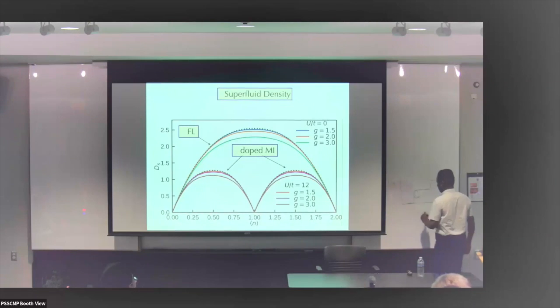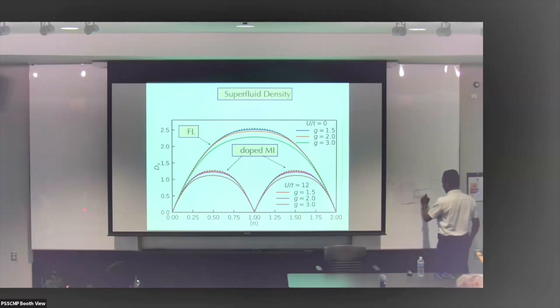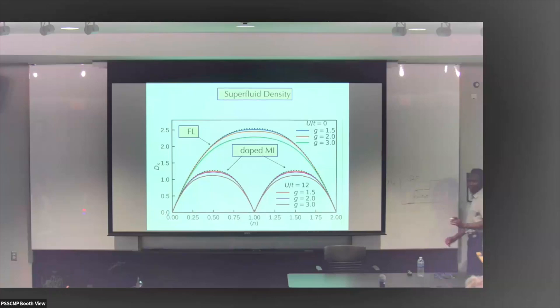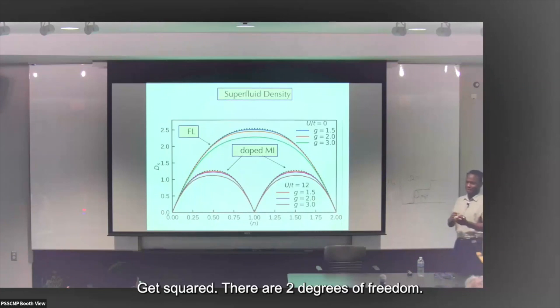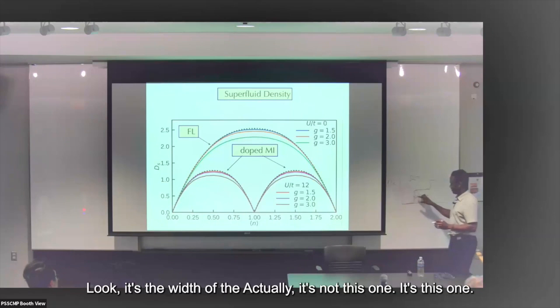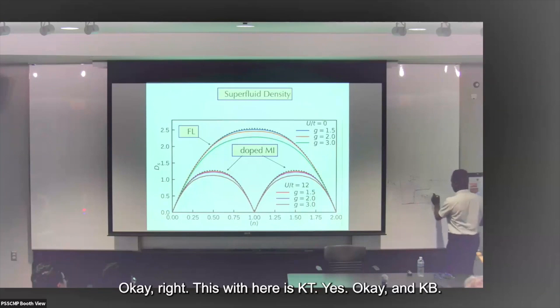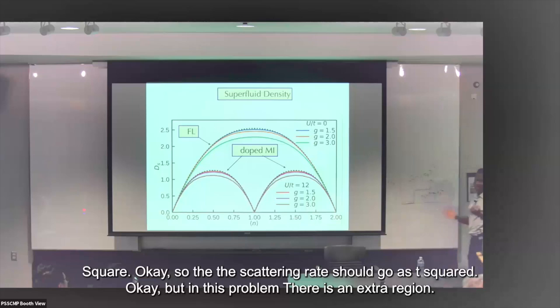Okay, so in Fermi liquid theory, the reason you get T squared is the phase space argument, right? It's just the width of this thing that gets squared. There are 2 degrees of freedom, so it's squared. It's actually not this one, it's this one. This width here is k_B T, and k_B T squared, so the scattering rate should go as T squared.